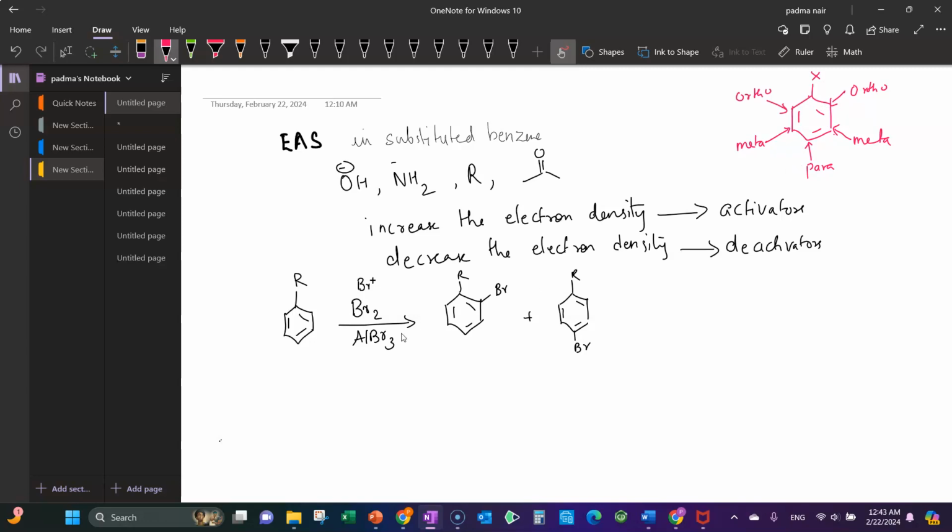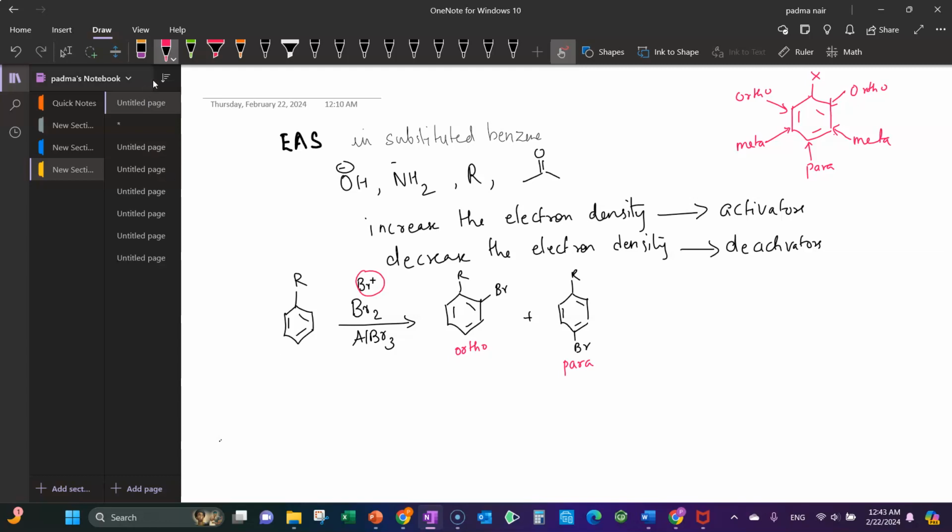Okay, so coming back to this example here, when you have an alkyl group, it directs the incoming electrophile, which is this one, either to the ortho position or to the para. We do not see products where the Br is substituted at the meta position.